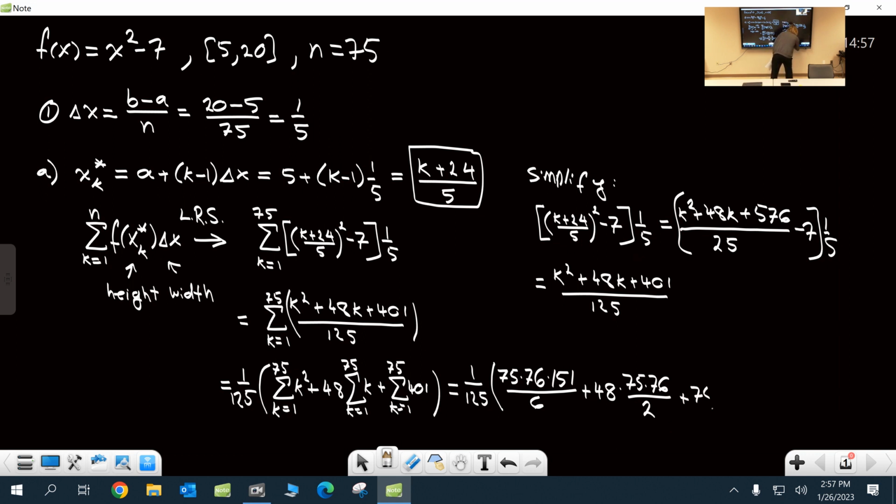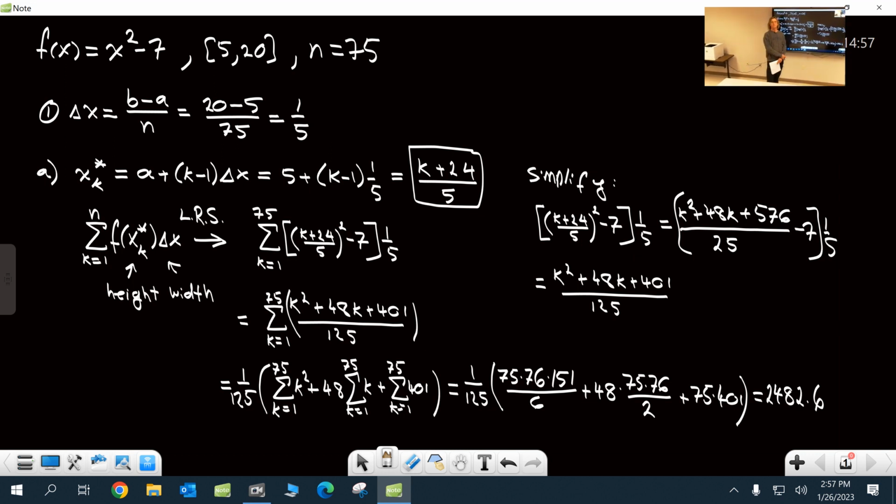plus 75 times 401. And this will give us 2,482.6. That was the left Riemann sum. Now when I do the right Riemann sum, I have to be relatively close to this number. The right Riemann sum actually will be a little bit bigger because it will end up being an overestimate.